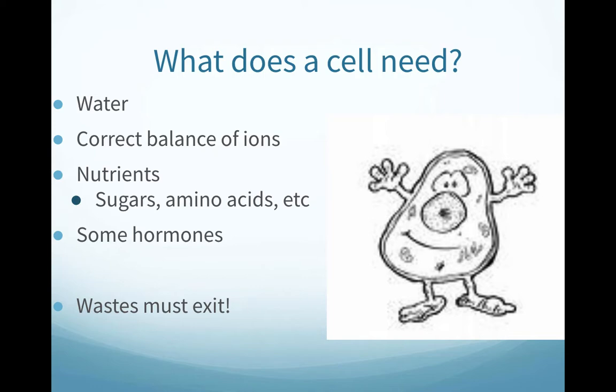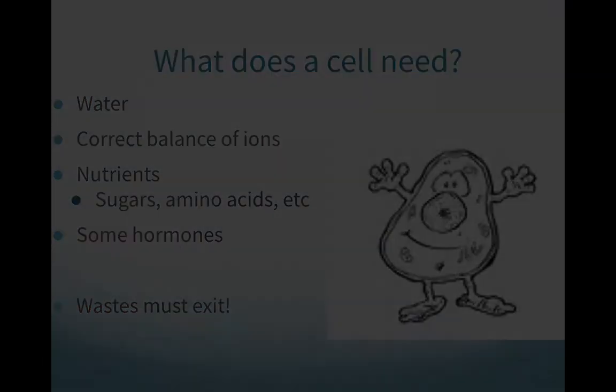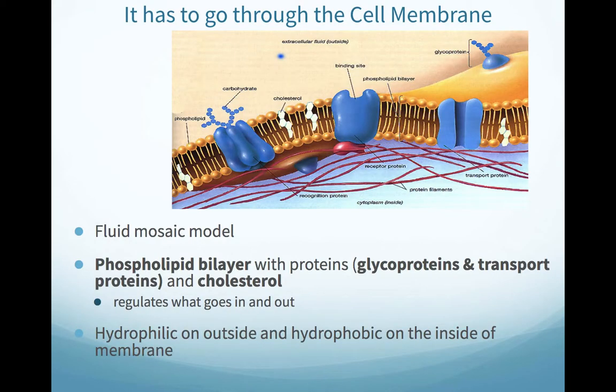What does a whole human need? It's very similar to what a cell needs. So how things move in and out, as I said before, is through the cell membrane. To explain the very basics of a cell membrane, the cell membrane is made up of phospholipids with proteins put throughout it and cholesterol, and is known through the term the fluid mosaic model.